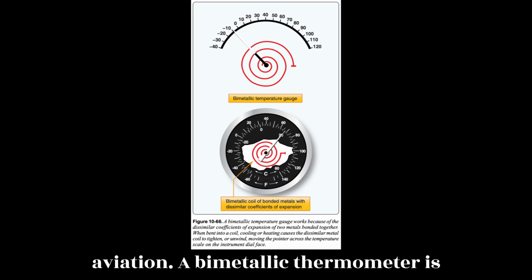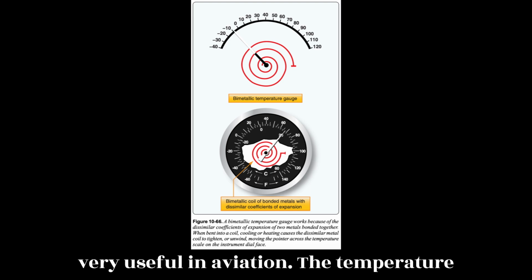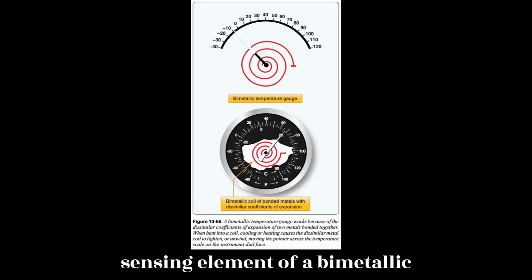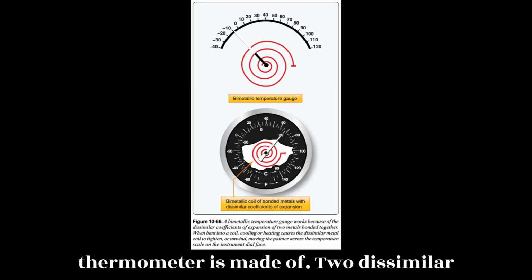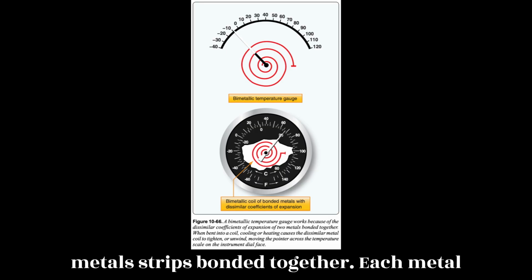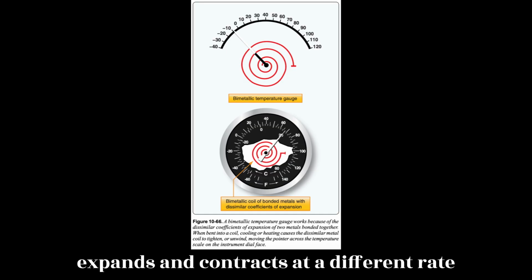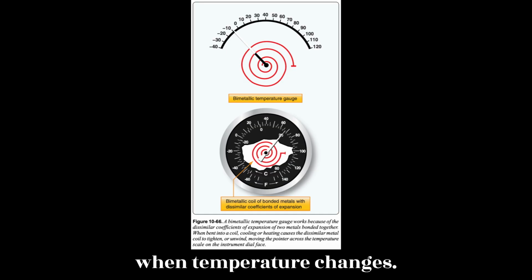A bimetallic thermometer is very useful in aviation. The temperature sensing element of a bimetallic thermometer is made of two dissimilar metal strips bonded together. Each metal expands and contracts at a different rate when temperature changes.